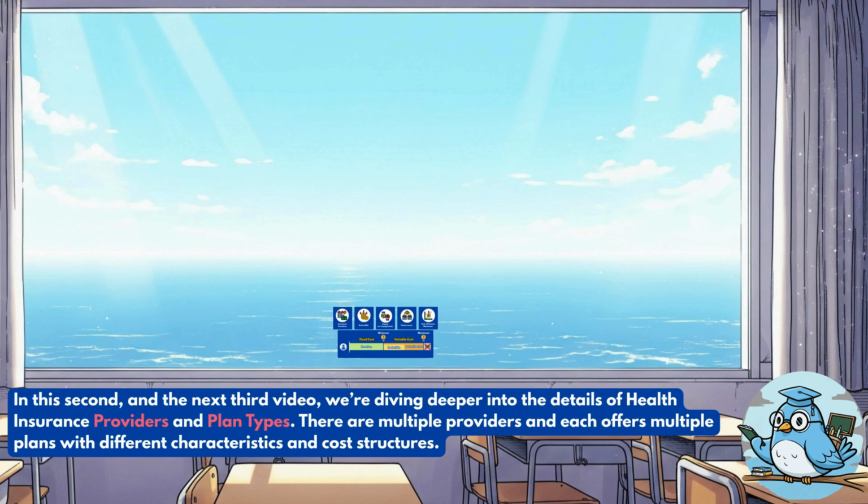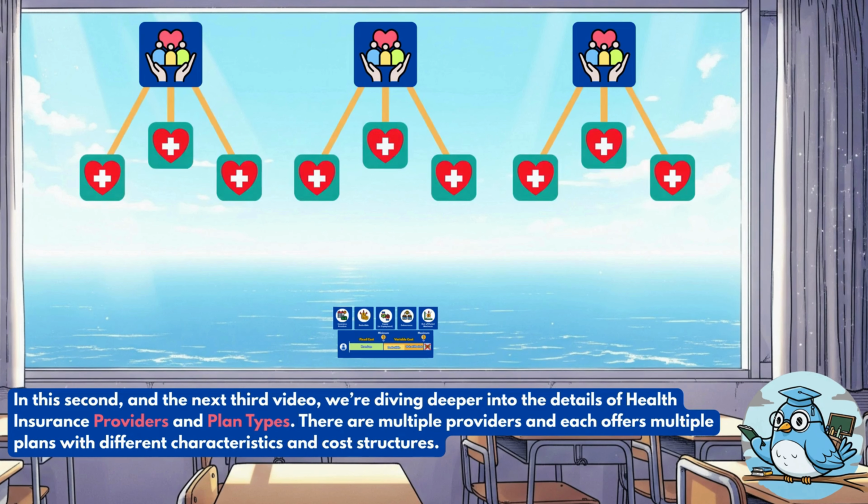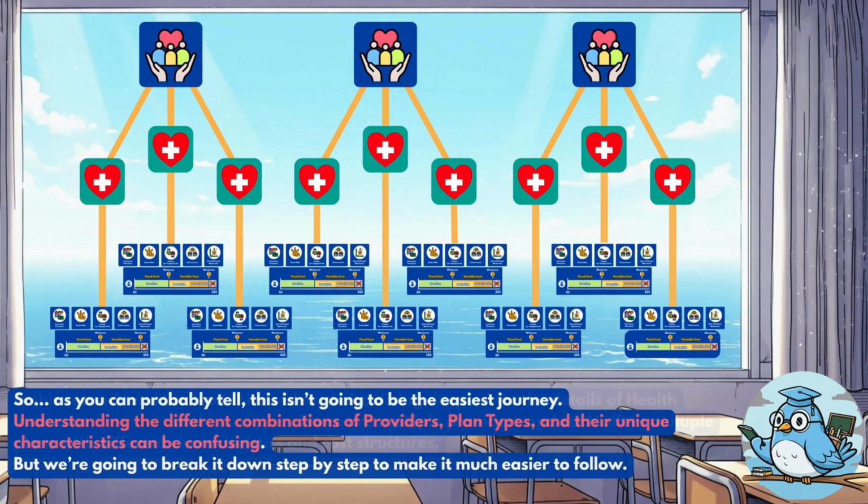In this second and the next third video, we're diving deeper into the details of health insurance providers and plan types. There are multiple providers, and each offers multiple plans with different characteristics and cost structures. So, as you can probably tell, this isn't going to be the easiest journey. Understanding the different combinations of providers, plan types, and their unique characteristics can be confusing. But we are going to break it down, step by step, to make it much easier to follow.